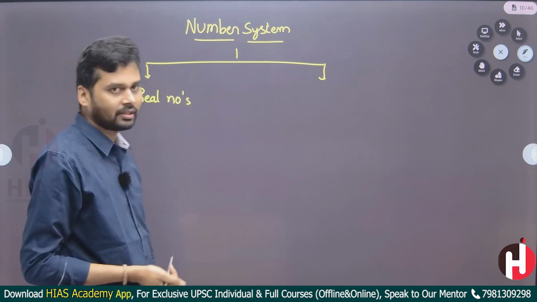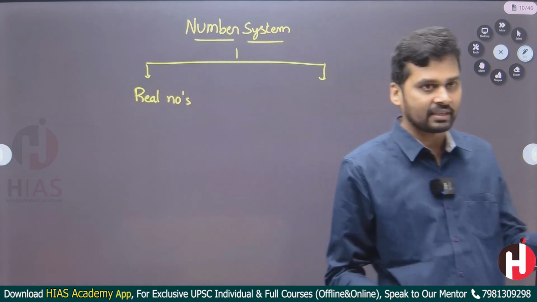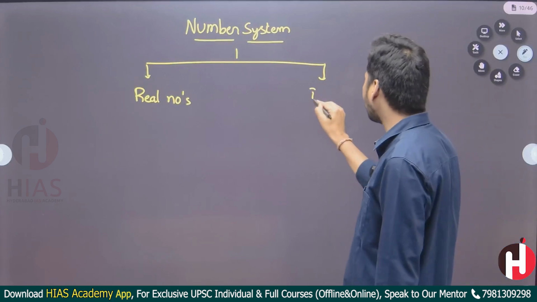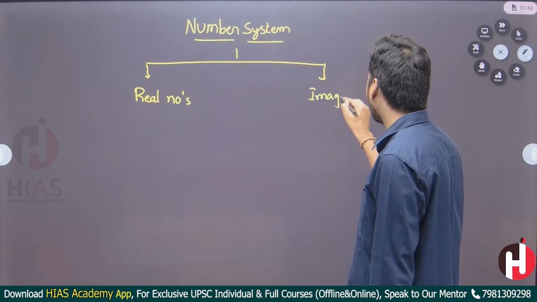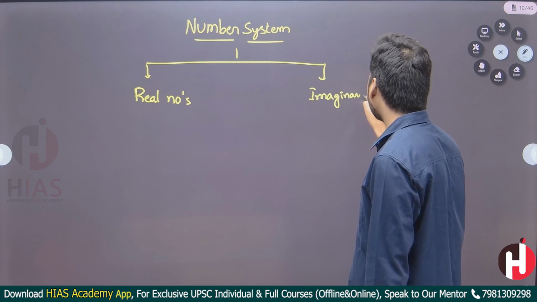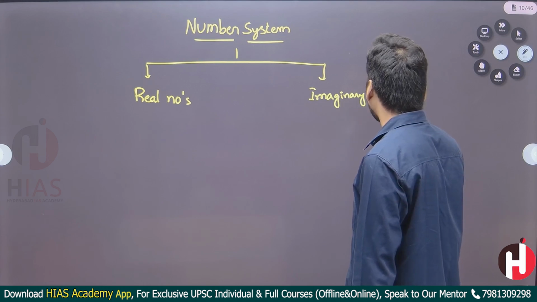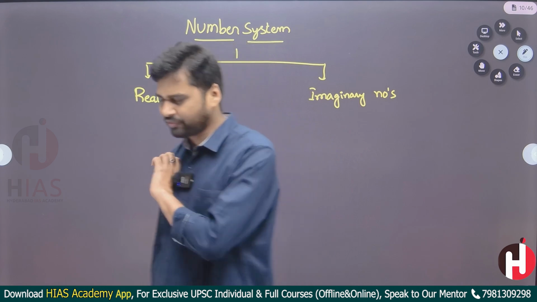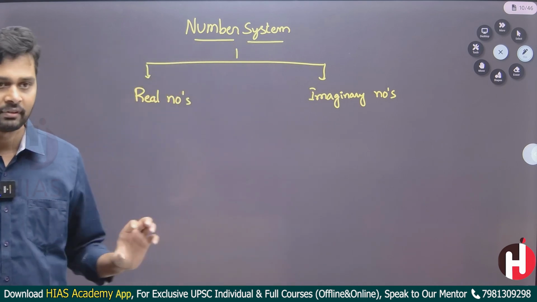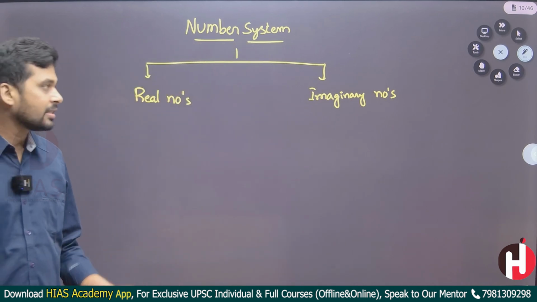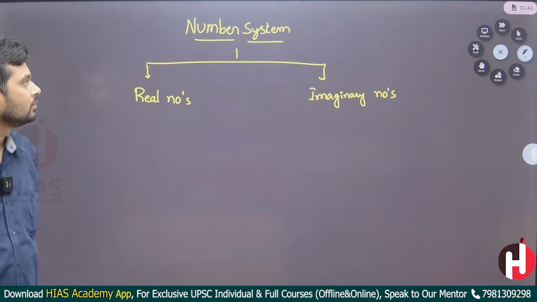Natural numbers come under the real numbers. The first basic classification of all numbers is real numbers and imaginary numbers.